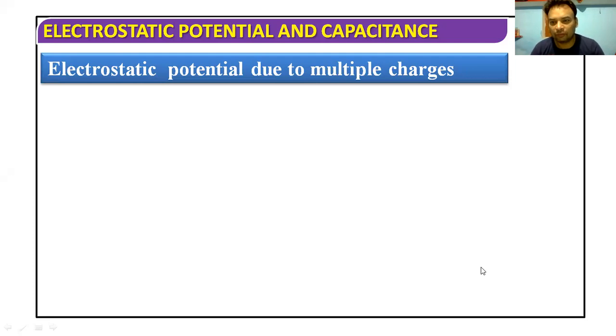Hello friends, welcome to this online session of the new topic, electrostatic potential due to multiple charges. Already we derived for a single charge that the potential is inversely proportional to R, so V comes out to be equal to KQ upon R. Now if we have a large number of charges distributed in some region, then how do we find the potential due to all those charges? That is our today's topic.